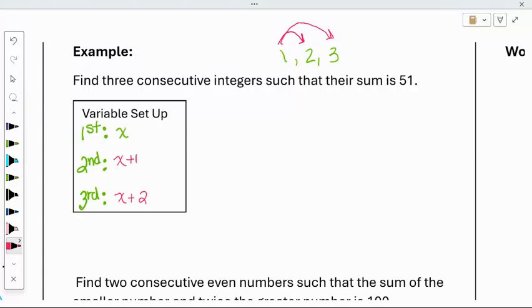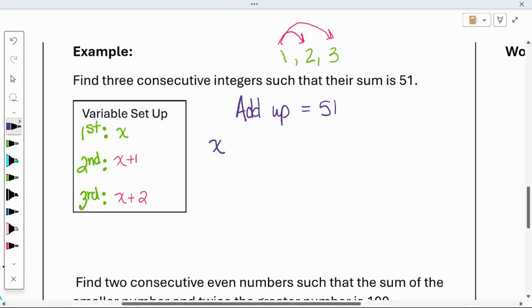What does that mean I'm going to do? What does sum mean? Add them up, set it equal to 51. So what is my first integer? x plus, what is my second integer? What is my second integer? x plus 1. That's okay. And my last integer? x plus 2 equals 51. Alrighty, let's combine some like terms.